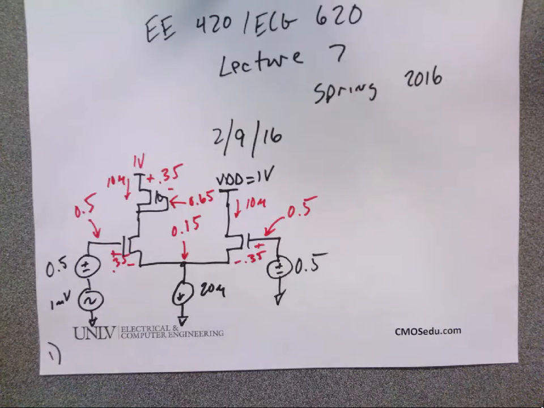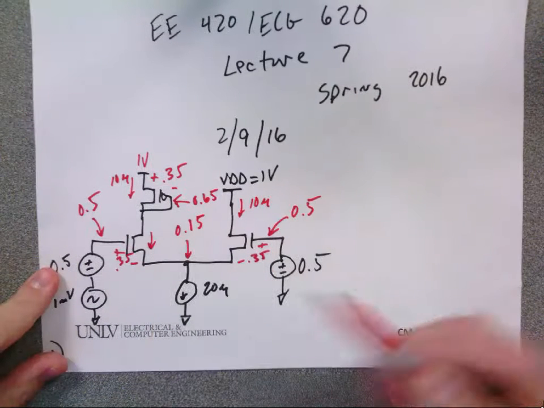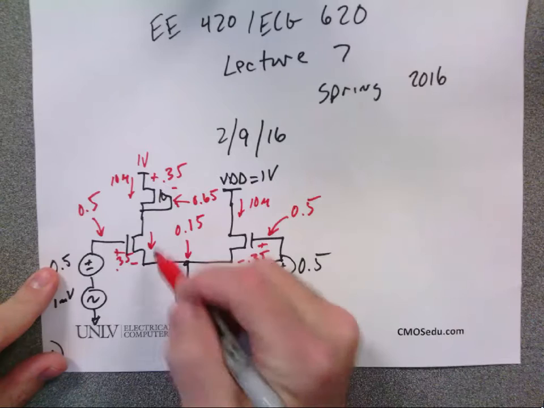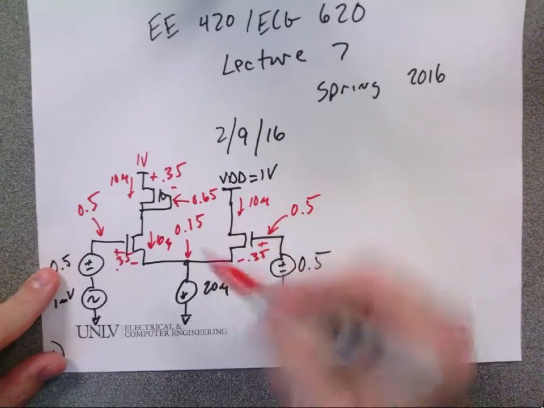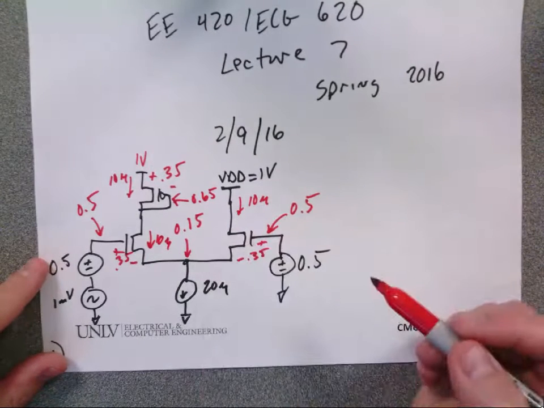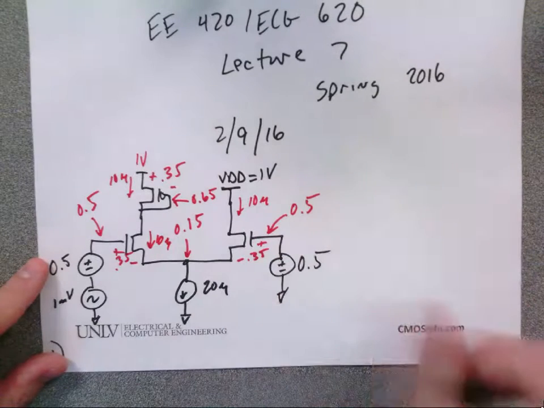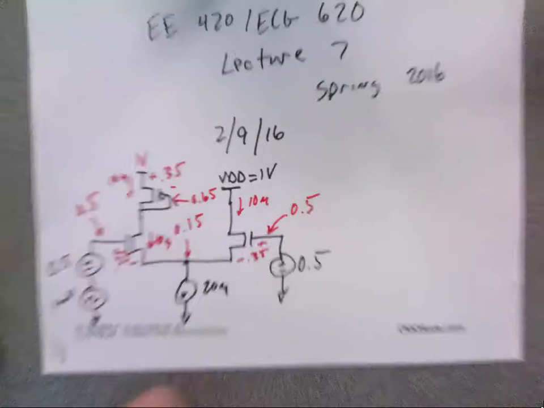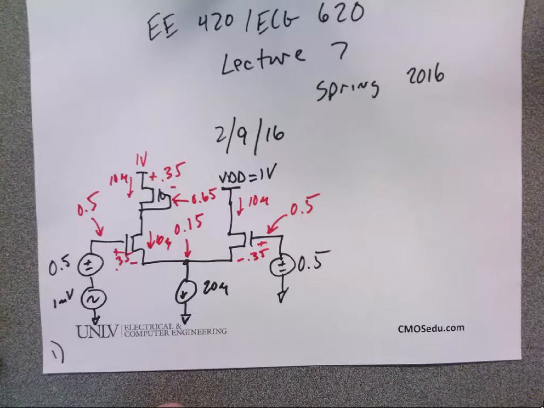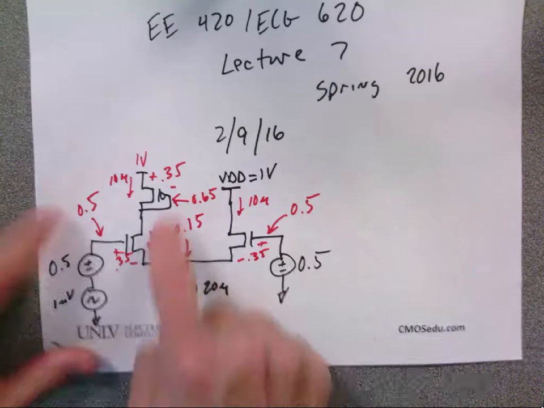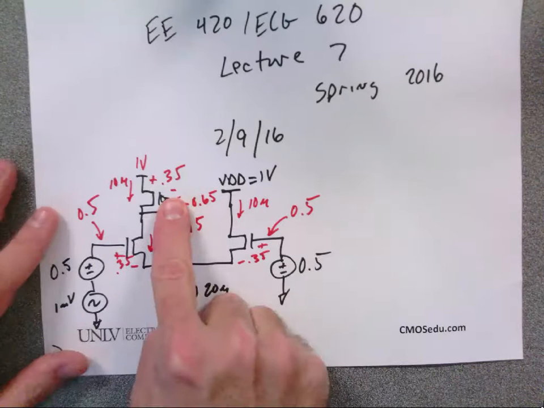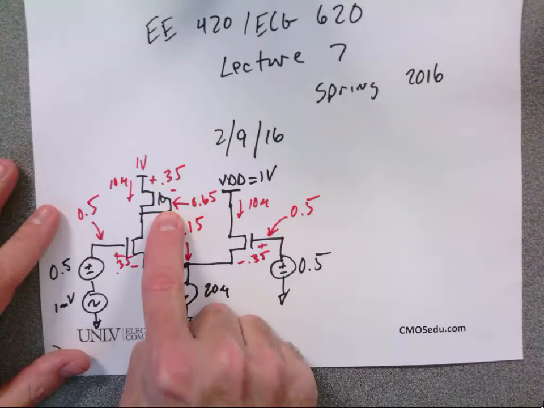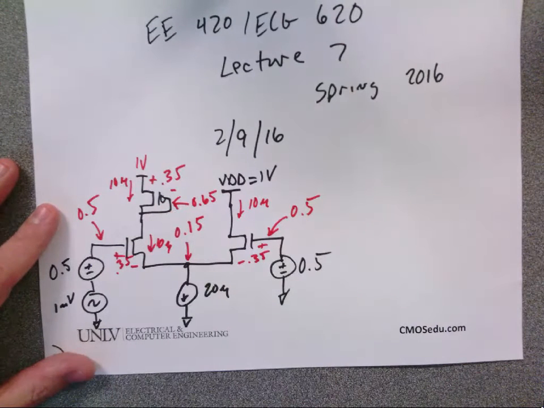What is the current flowing through this transistor? 10 micro. How do I know the current through here has to be the same? Same VGSs. Any questions about this before we go over and do AC? So when I calculate the AC voltage here, the overall voltage will be 0.65 plus the AC.